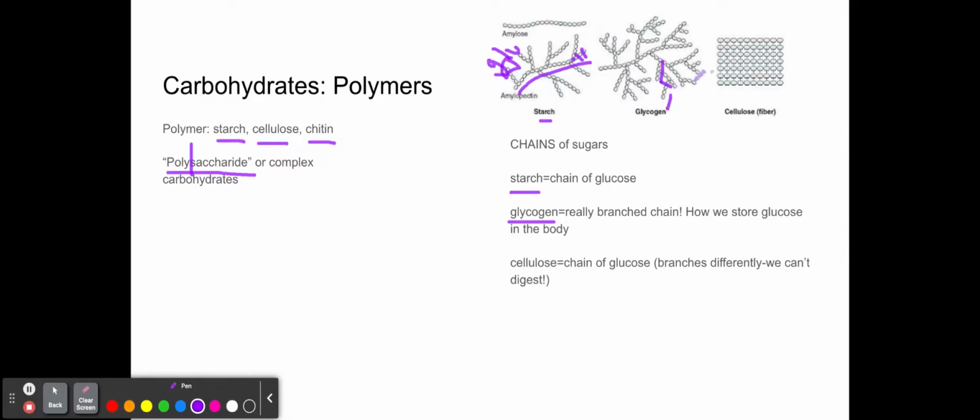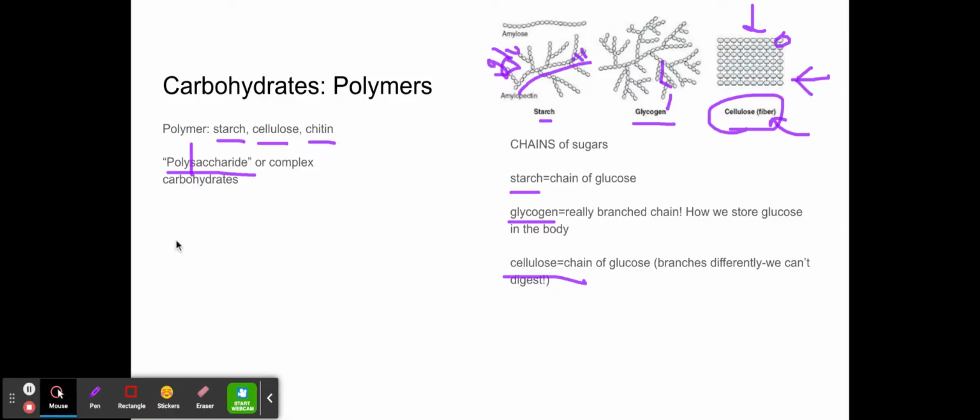You can see all these extra branches. This is how we actually store glucose in the body. So if we have too much glucose, this is where weight gain can happen, in the storage of glycogen in the fat cells. And then finally, we have cellulose, which has a very different structure. It's still single units of glucose, but it's stacked in a way that our bodies cannot digest. So we call this dietary fiber. When you eat celery, for example, the crunch and the fiber that you can't digest is cellulose.